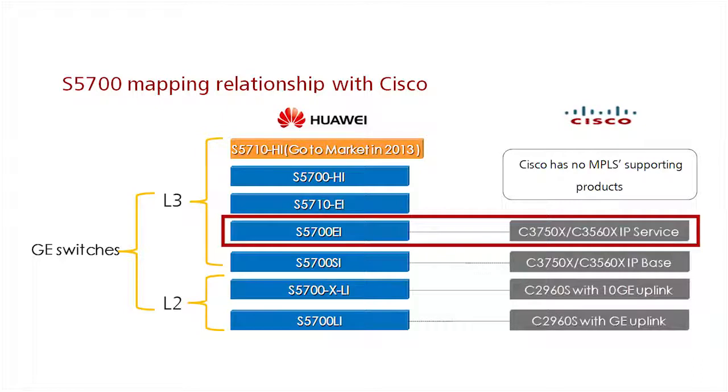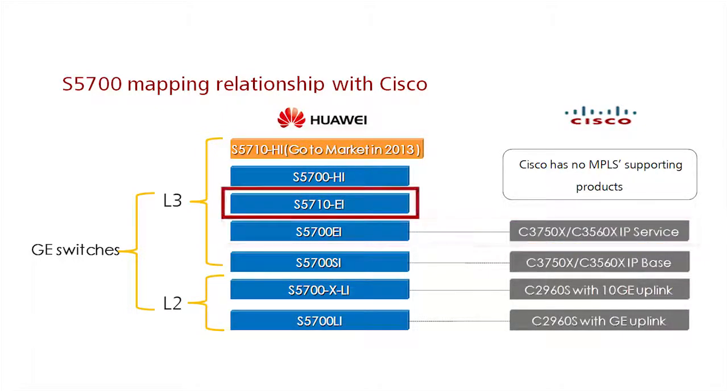Huawei has another 2 strong products that we offer in the market. The 5710 EI supports 8 10 gig uplink ports and also MPLS and NetStream. The 5700 HI supports hardware-based Ethernet OAM and BFD, as well as MPLS and NetStream.